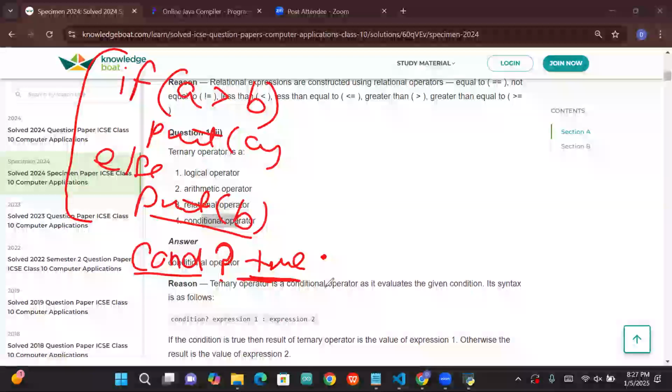If the condition is false, then after the colon you will write the things. After the colon you will write the things. I am going a little fast. I'm not sure, because I'm assuming you already know about these things, so I'm going a little bit fast.